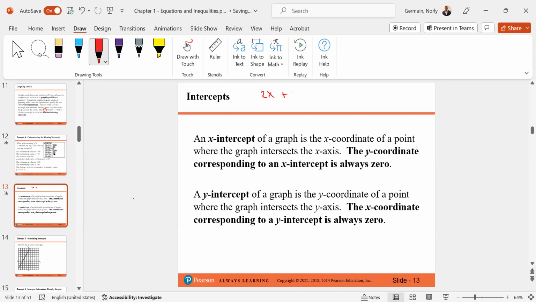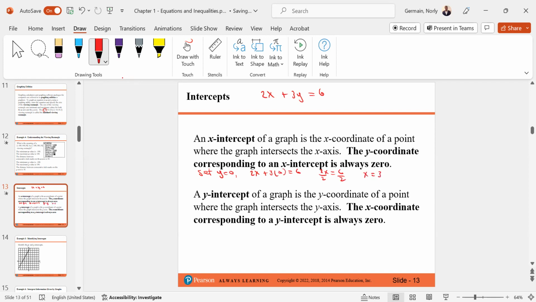2x plus 3y equals 6. If they ask you from this one, what is the x-intercept, that means you set y equal to 0. If you set y equal to 0, you can solve for x. So you have 2x plus 3 times 0 equals 6. Because 3 times 0 is 0 and 2x plus 0 is 2x, you end up having 2x equals 6. You divide both sides by 2, so x is 3.